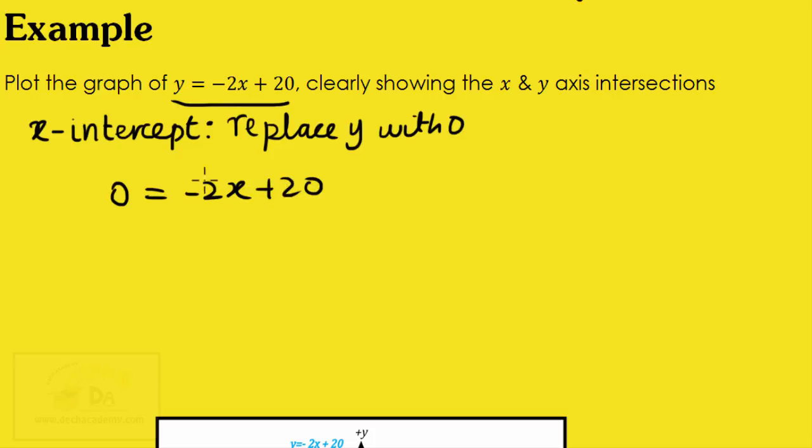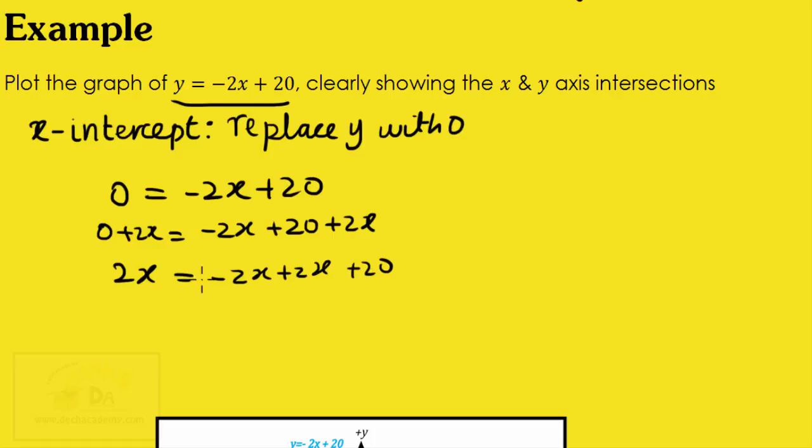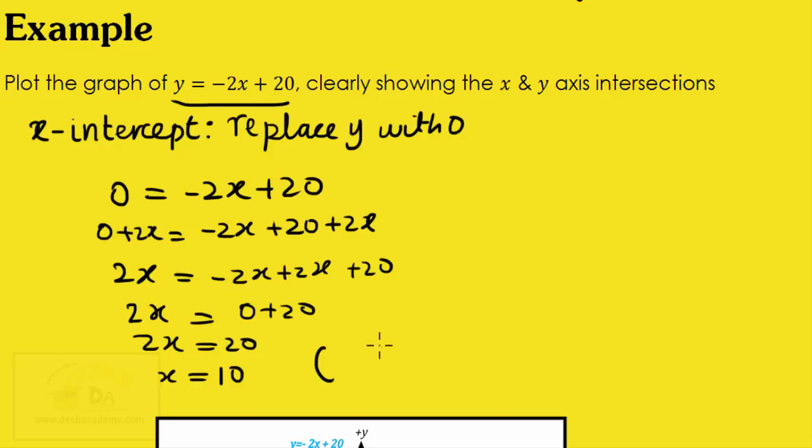I'm going to make x the subject of the formula. So I'm going to add 2x to both sides. Let's do it this way, step by step. 0 plus 2x equals minus 2x plus 20 plus 2x. 0 plus 2x is 2x. I'm grouping like terms here. So I have 2x equals minus 2x plus 2x is 0 plus 20. 2x equals 20, x equals 10. So we know that at the x-intercept, the y-coordinate is 0. And now we determine the corresponding x value. The x-coordinate is 10. So all we had to do was replace y with 0 in the equation. That's all you need to remember.